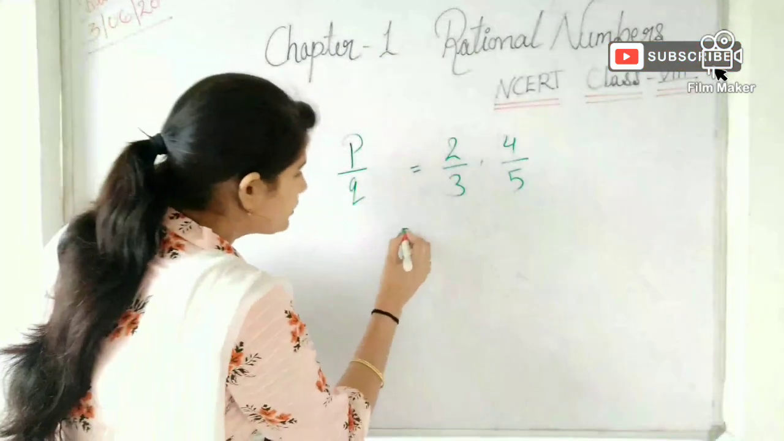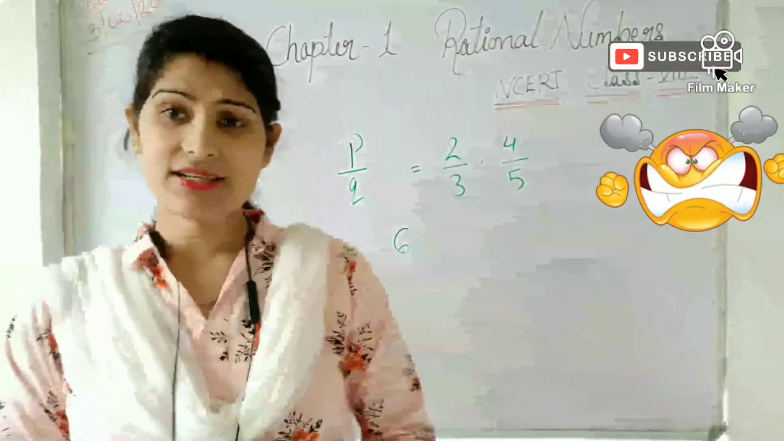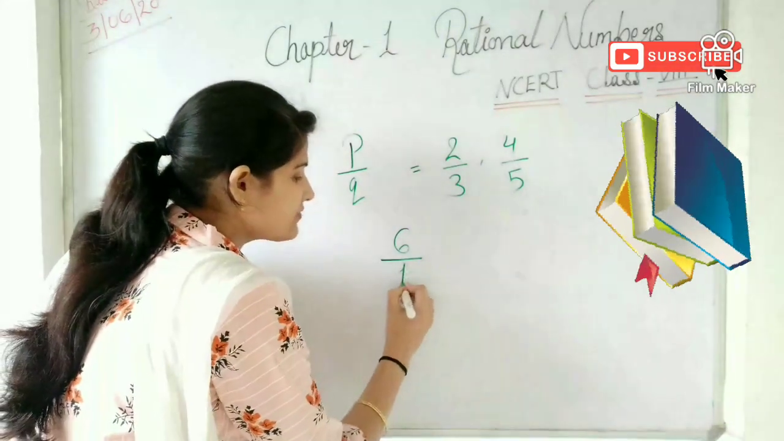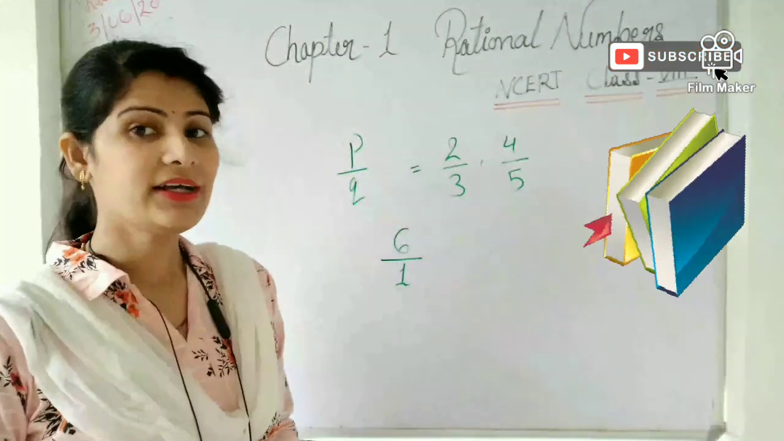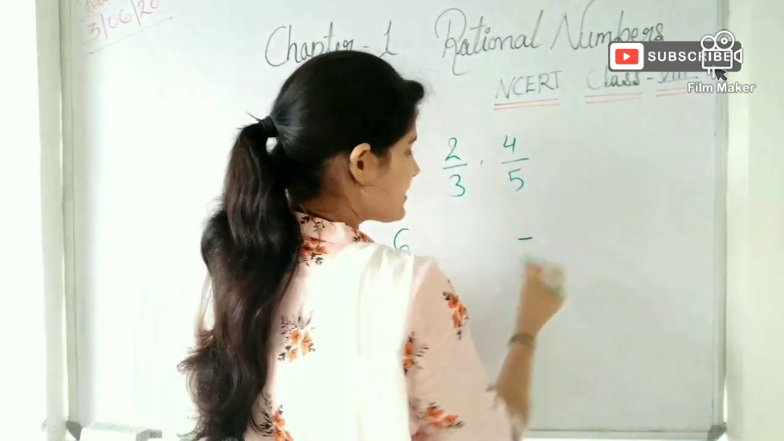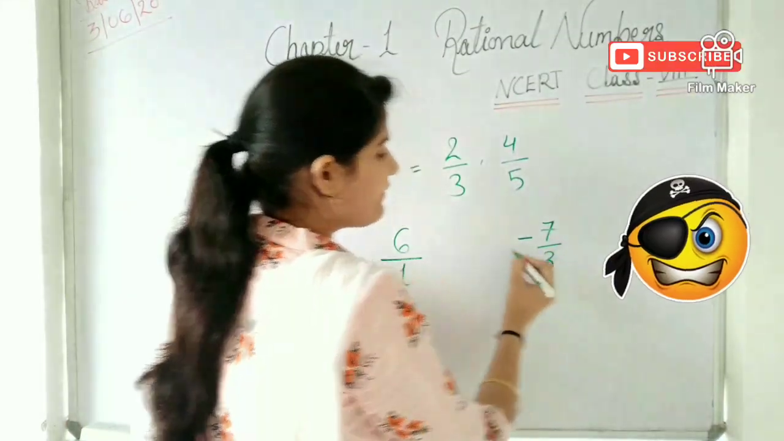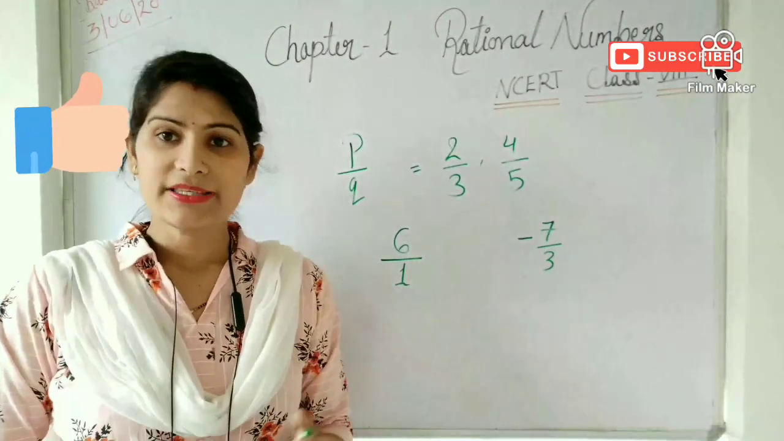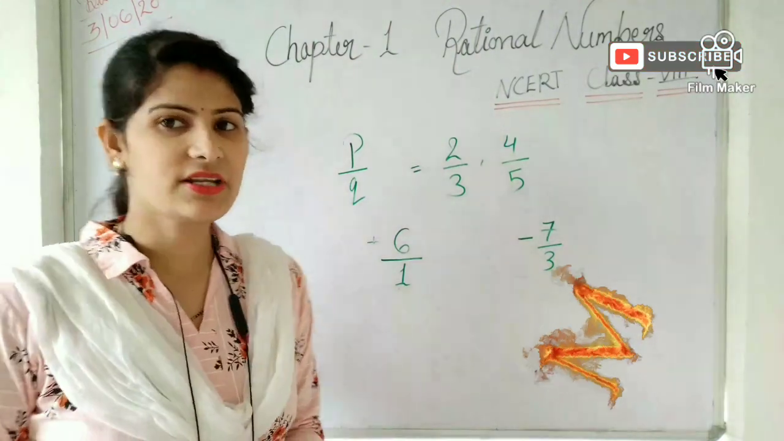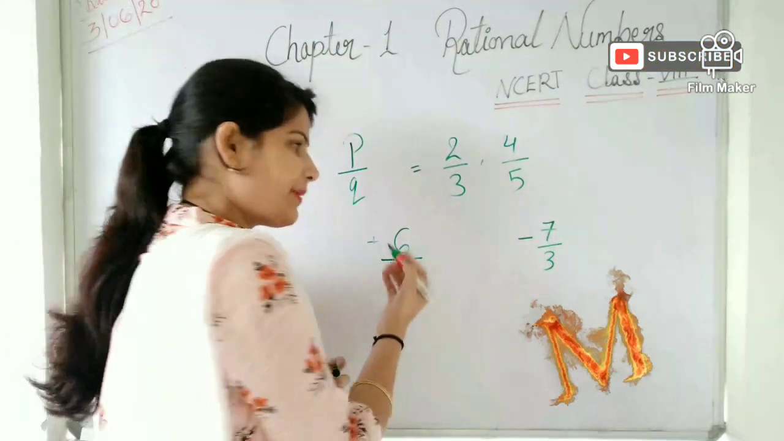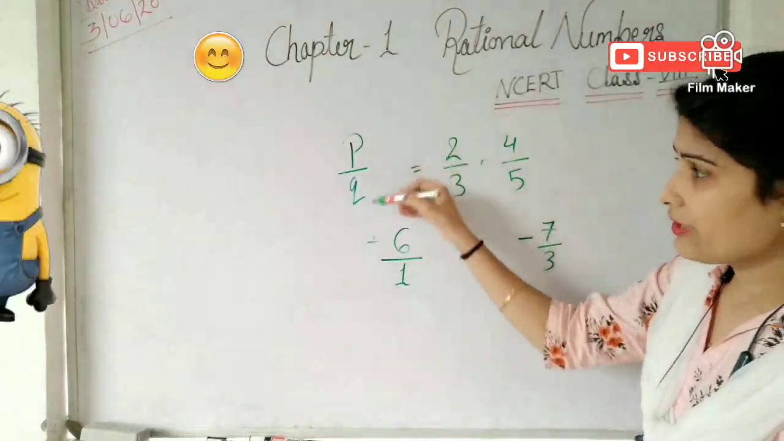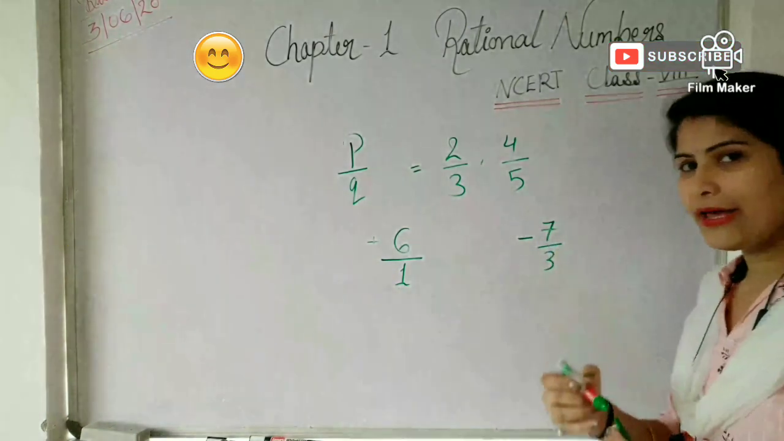Now, there's one doubt, like 6. Is 6 a rational number? Yes, 6 is a rational number. Why so? Because when we put 1 in the denominator, we can see that 6 is also a rational number. Now, let's take another example, minus 7 upon 3. Is it a rational number? Yes, minus 7 upon 3 is also a rational number. Why? Because both negative and positive numbers are rational numbers when they are in the form of p by q.